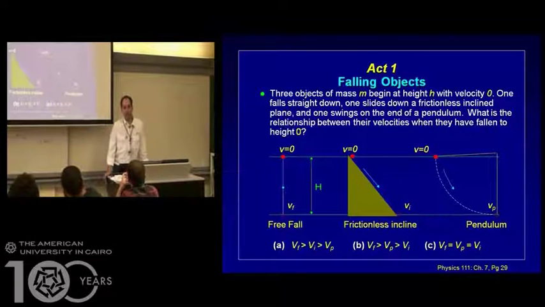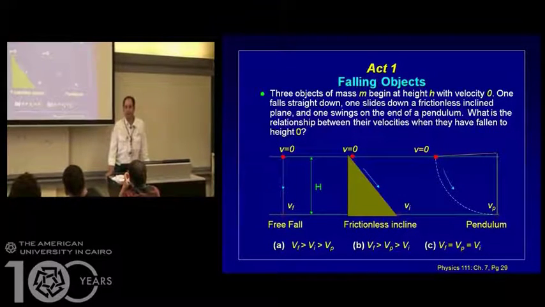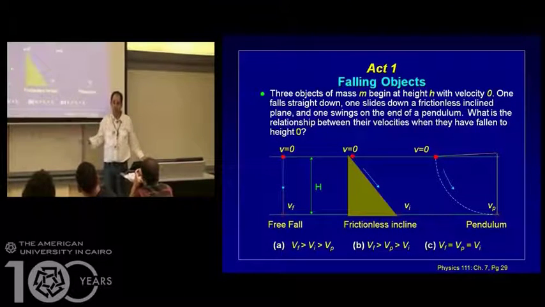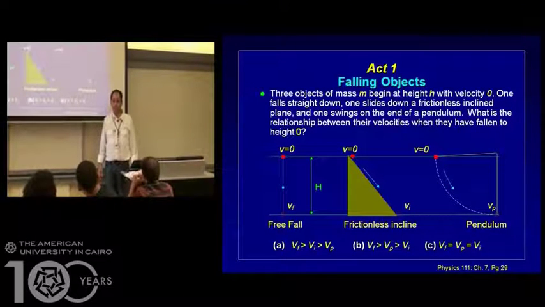No, they will not have the same speed. Oh, same speed at the end? Magnitude of the velocity. Yeah. Magnitude, yeah.